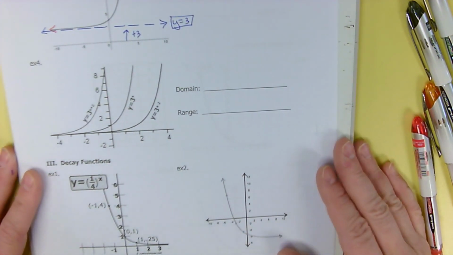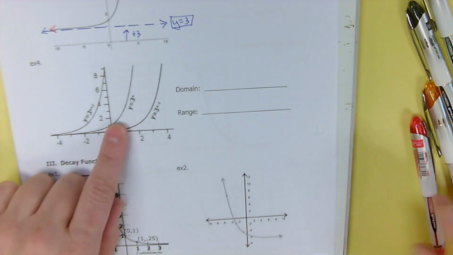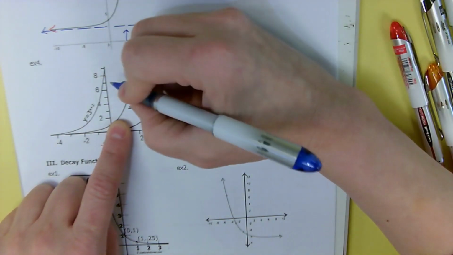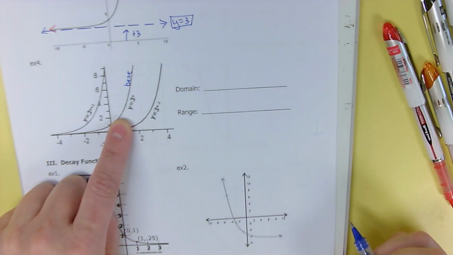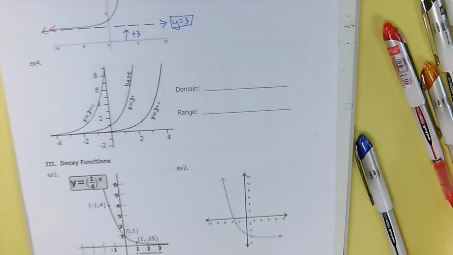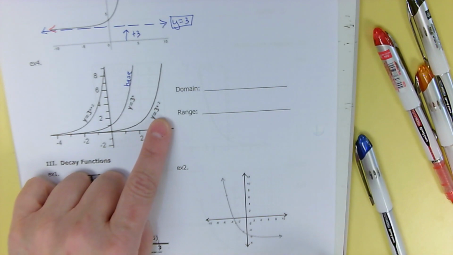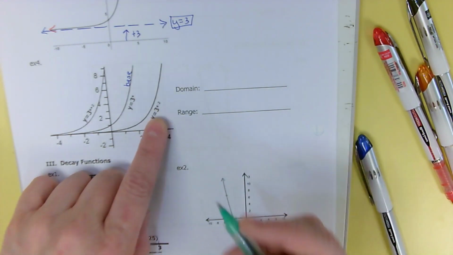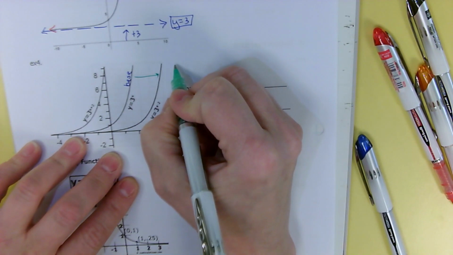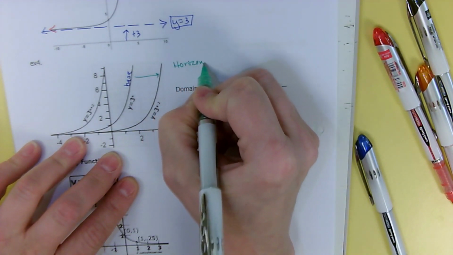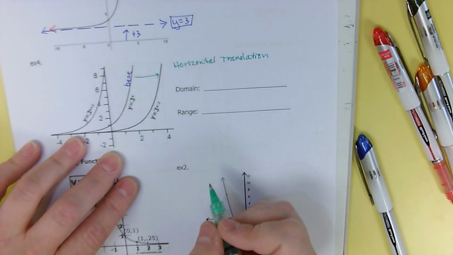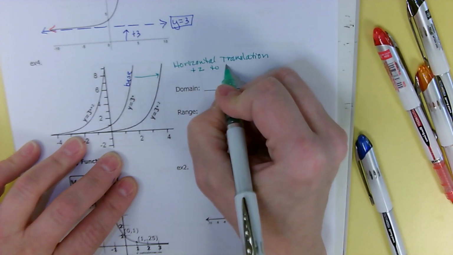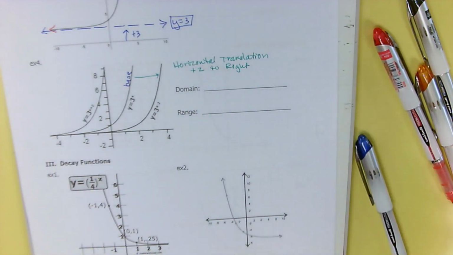Okay, so let's look at number 4. So in this one, your base graph is the one where nothing's been done to it. So this is your base graph, which is y equals 3 to the x. And we're going to have 2 different transformations done. For this one, it's x minus 2, which means you're going to have a horizontal translation, and it's x minus 2, so it's plus 2 to the right. It's opposite what the equation says.